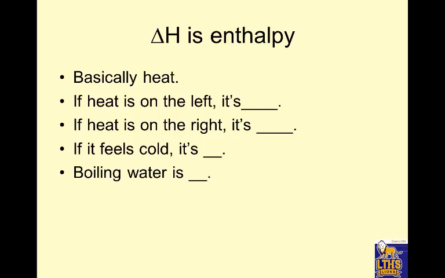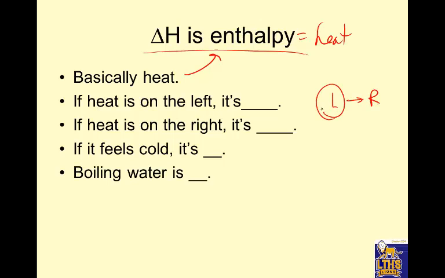Okay. So, another thing that helps us understand chemical reactions is heat. Delta H is enthalpy is heat. We talked about heat being on the left side of the arrow in a chemical reaction. If heat is on the left side, it's endothermic. If heat is on the right side, it's exothermic. If it feels cold, then heat's being absorbed, so it's endothermic.